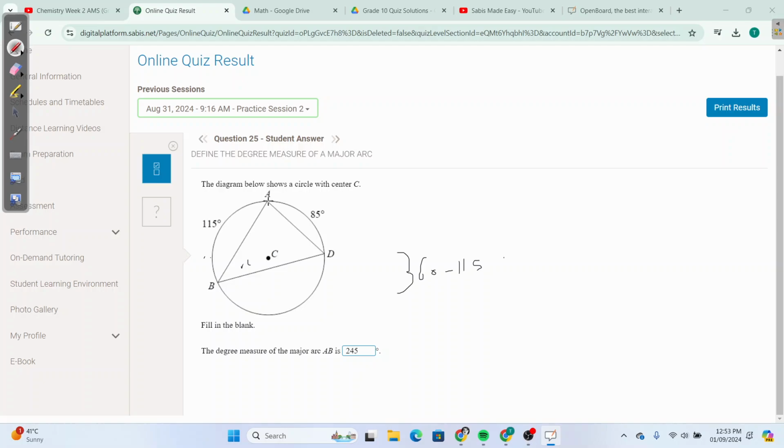AB has AD in it, as you can see. What's left is this part, which is 115 degrees. So it would be 360 minus 115, which is 245. Okay.